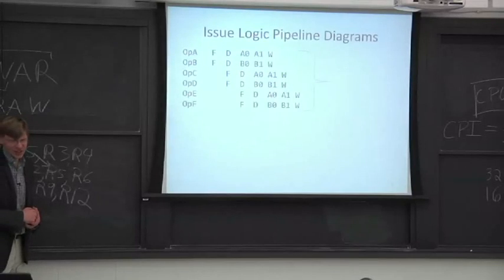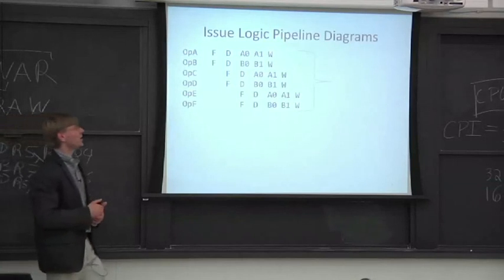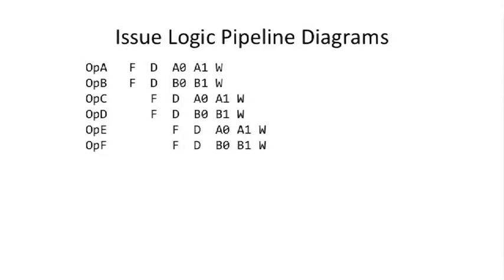OK, let's look at the issue logic here and a pipeline diagram. So here we have op A, B, C, D, E, F. So we have straight line code, no branches. And we have things flowing down the pipe, and we have our nice pipeline diagram.